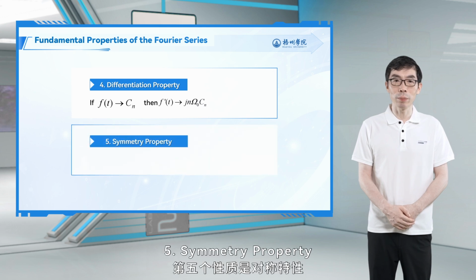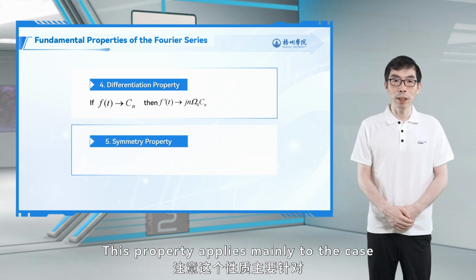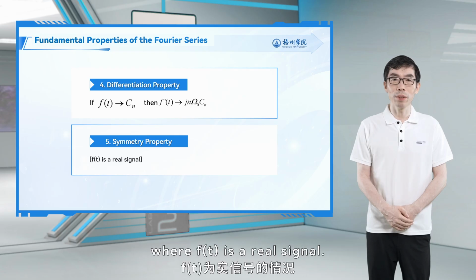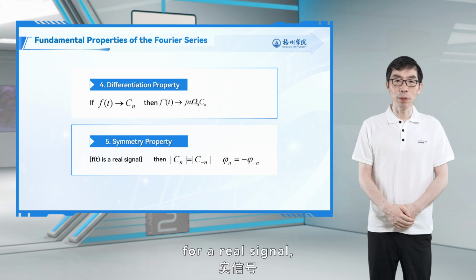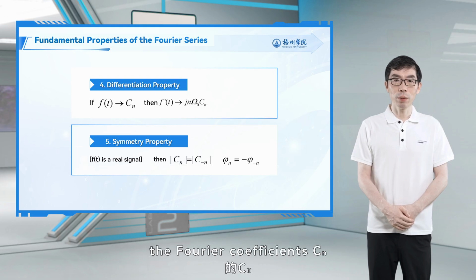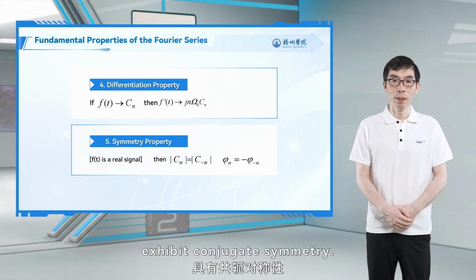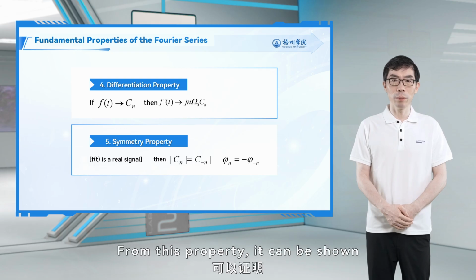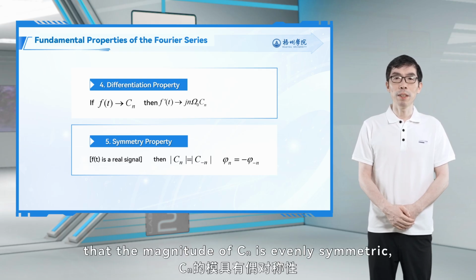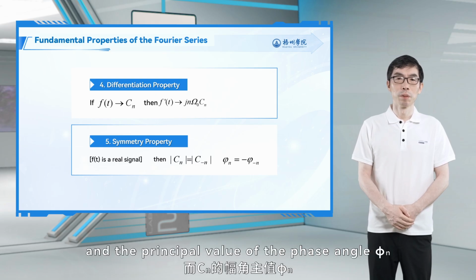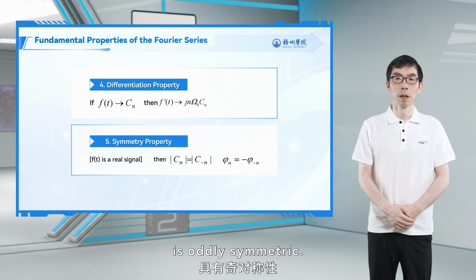5. Symmetry property. This property applies mainly to the case where f(t) is a real signal. As we discussed earlier, for a real signal, the Fourier coefficients Cn exhibit conjugate symmetry. From this property, it can be shown that the magnitude of Cn is evenly symmetric, and the principal value of the phase angle phi is oddly symmetric.